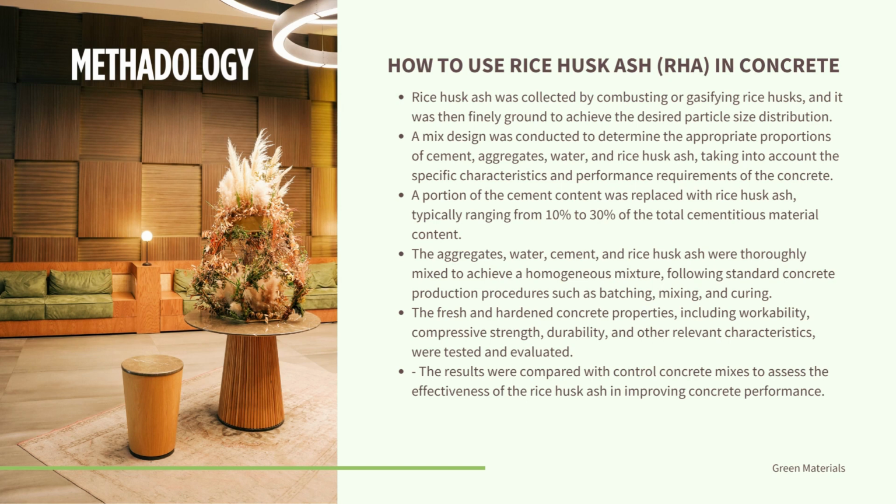A portion of cement content was replaced with rice husk ash, typically ranging from 10% to 30% of the total cementitious material content. The aggregates, water, cement, and rice husk ash were thoroughly mixed to achieve a homogeneous mixture, following standard concrete production procedures such as batching, mixing, and curing. The fresh and hardened concrete properties, including workability, compressive strength, durability, and other relevant characteristics, were tested and evaluated. The results were compared to a control concrete mix to assess the effectiveness of rice husk ash in improving concrete performance.